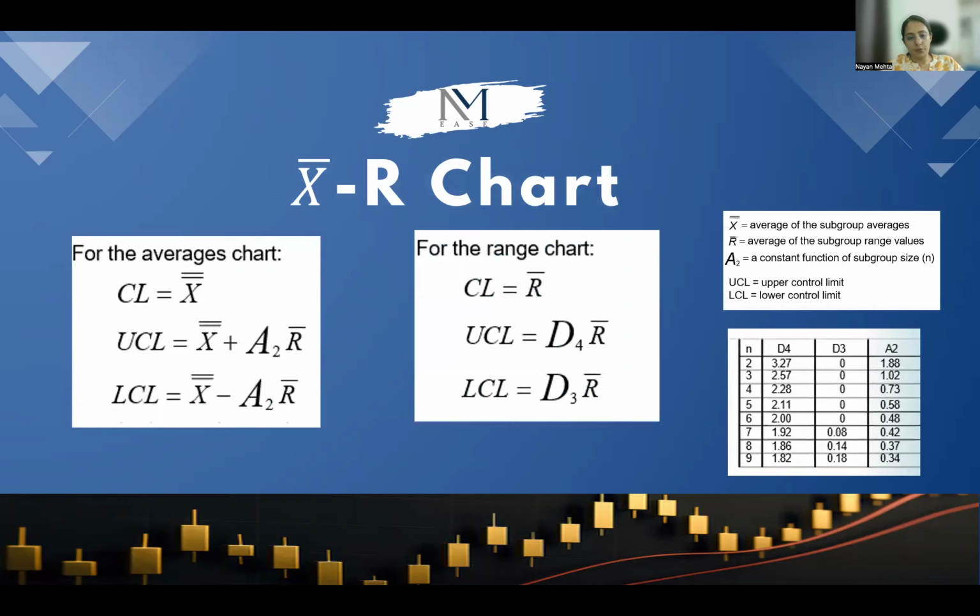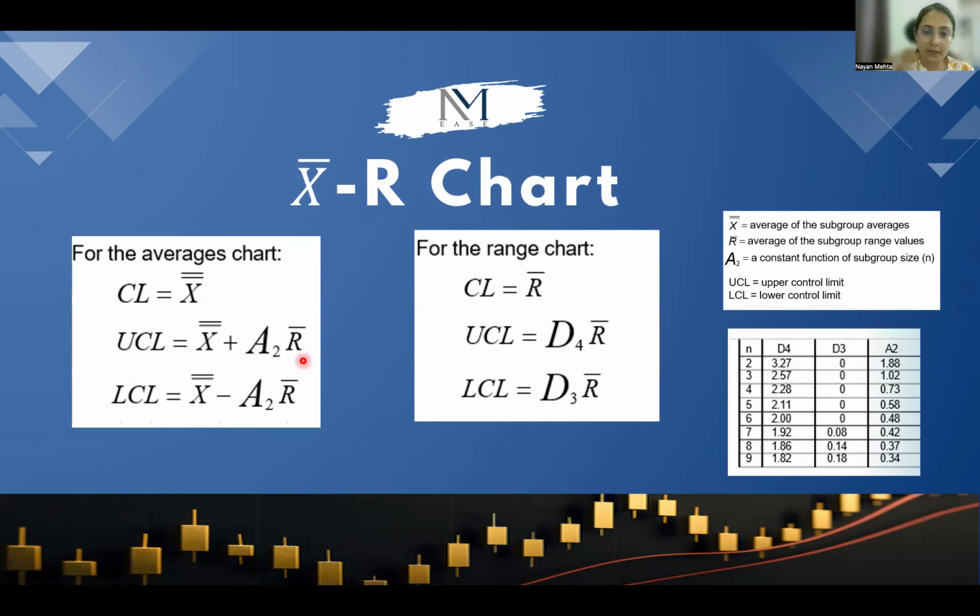This is the simple formula, for the average chart and for the range chart. What is the central line here? It is X double bar, which is the average of the subgroup averages. What is the UCL here? It is X double bar plus A2 times R bar.